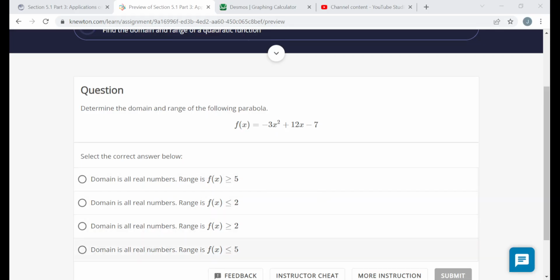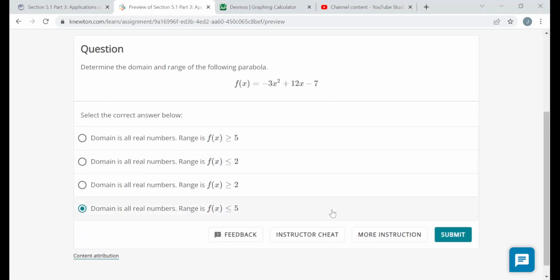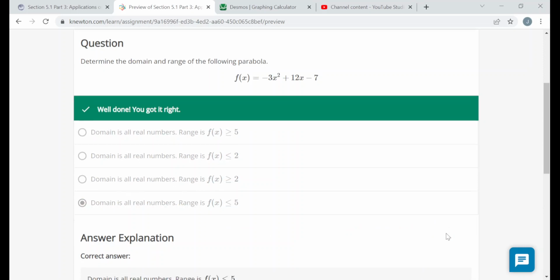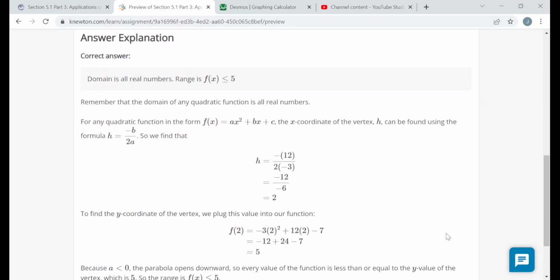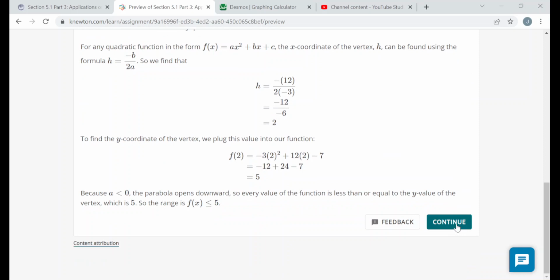So domain's all real numbers. f of x has to be less than or equal to 5. That's this last option here. Good. And again, look through the answer explanations, doing the same thing I showed you.